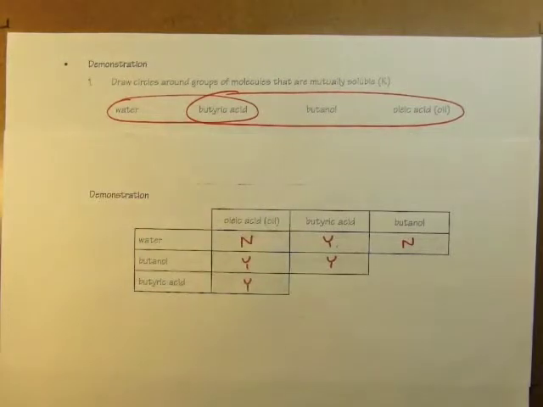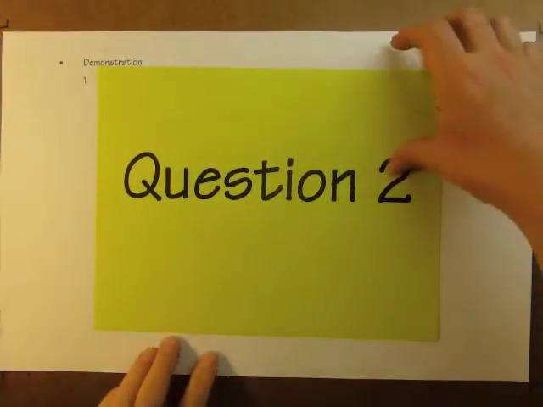So the first step in each of these sets of questions will be to circle groups of molecules that are mutually soluble, the ones that could mix. Then what we want to figure out is why. What is it about their structures that makes that possible? Next, let's look at question number 2.